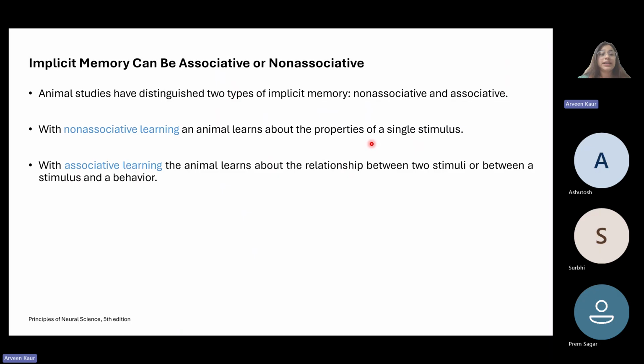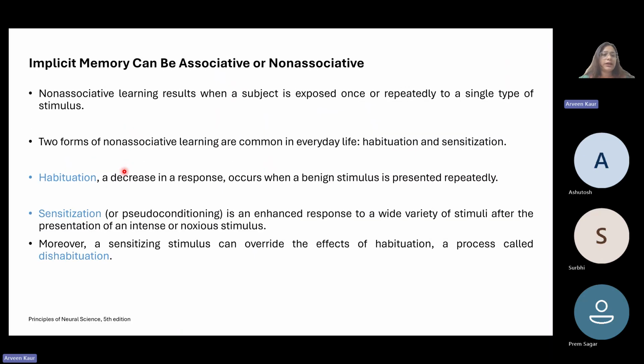And then we had also studied how implicit memories can further be of two types: associative or non-associative. Non-associative, in which we learn about properties of a single stimulus, while associative is when we learn to combine two unassociated stimuli, right? Stimuli that previously might not have had a relationship between them. So, when we talk about non-associative learning, there could be habituation, sensitization, and dishabituation that we talk about, as we introduced this last time also.